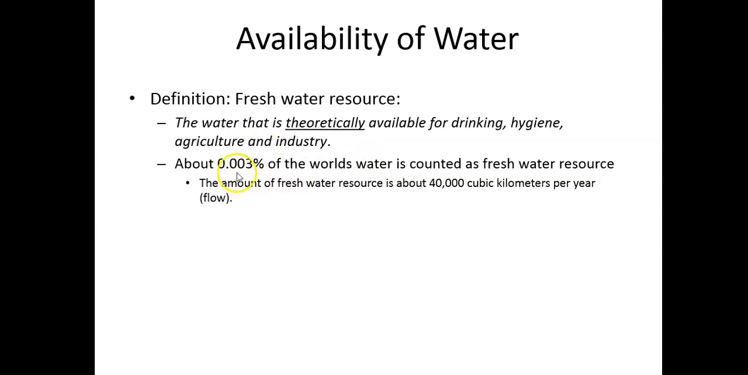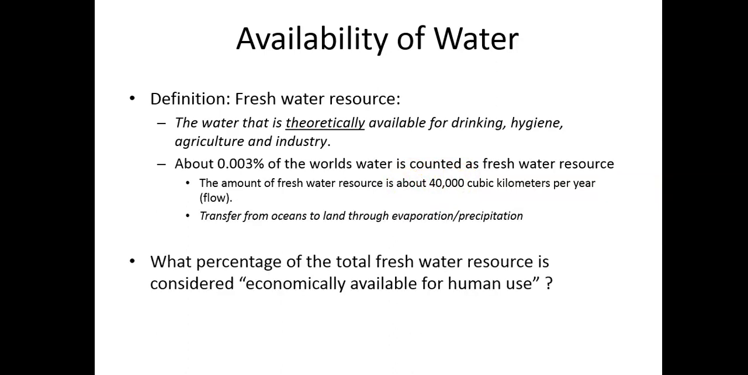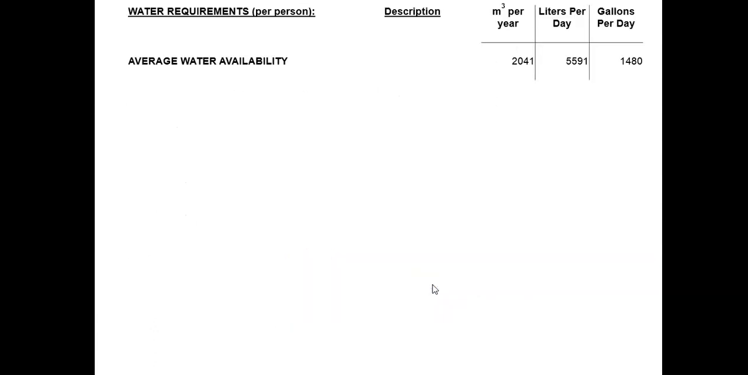And that 0.003% is still quite a bit of water, right? It's hard to comprehend what it means: 40,000 cubic kilometers of water, which I already talked about, is a transfer from the oceans to the land through evaporation and precipitation. Now, of that 40,000 cubic kilometers, about a third, or about 14,000 cubic kilometers per year, is what is actually economically available for use by people, right?